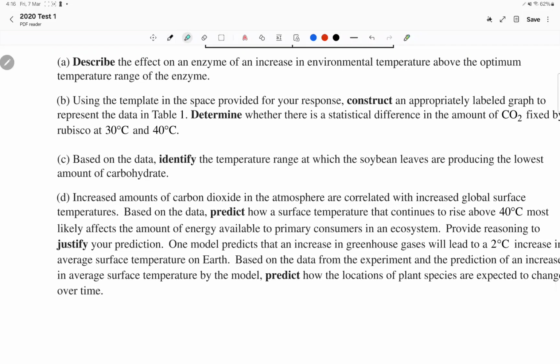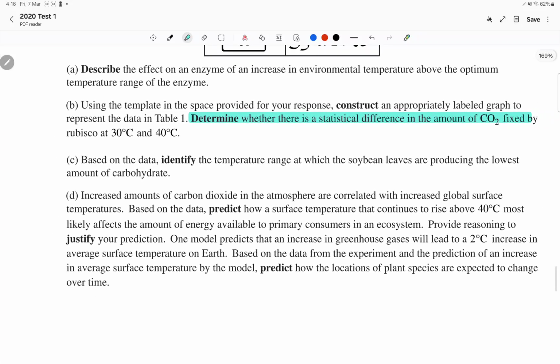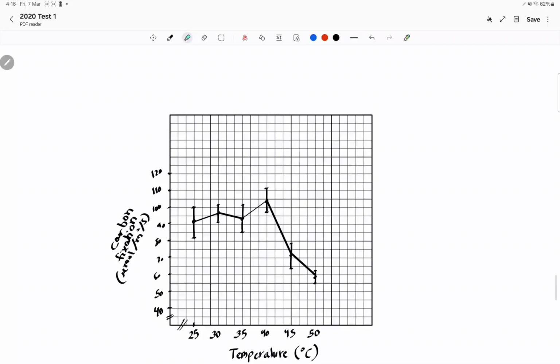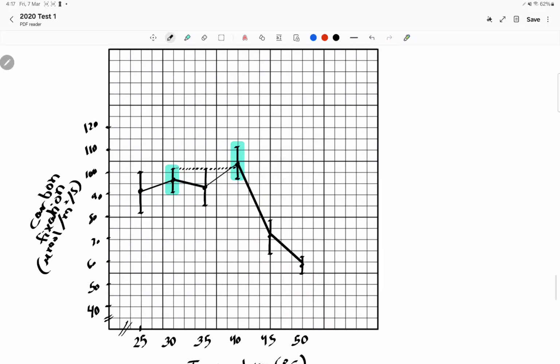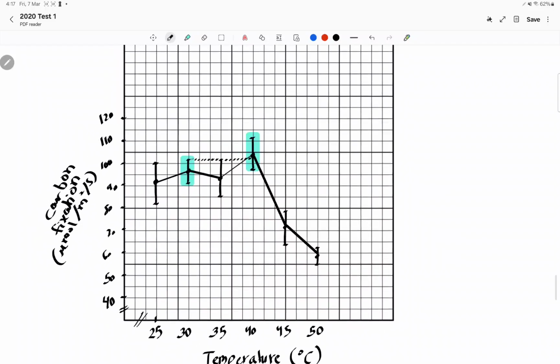All right, now they're saying determine if there is a statistical difference in the amount of CO2 fixed between 30 and 40. So are they overlapping between 30 and 40 Celsius? Let's take a look at it. Are they overlapping? Yes, they are. Look, draw a line and see if it hits the other one. That's called an overlap. Overlap is when the line hits the other one, which means they are not different from each other.